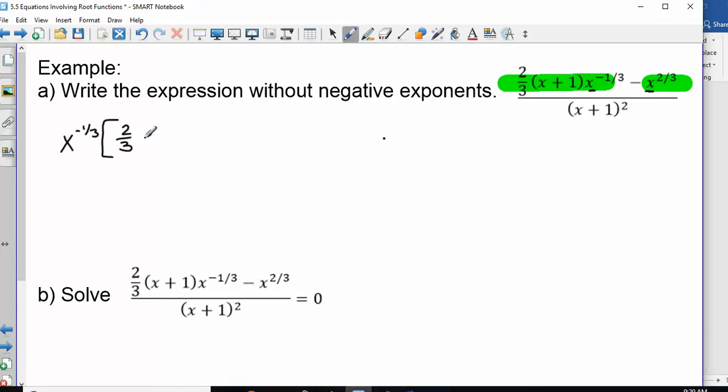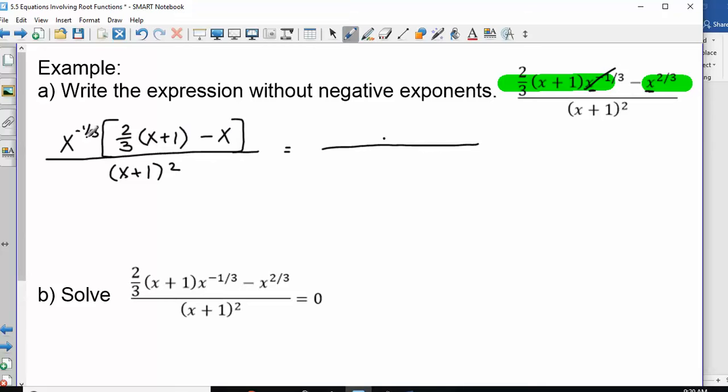I take that out, I have a 2/3, x plus 1. I took out my x to the negative 1/3. When you factor it out, it's like subtracting exponents. So what's 2/3 minus negative 1/3? 1. So this just becomes an x. Now that it's multiplied, anything with a negative exponent can go down to the bottom. So I can put this x to the positive 1/3 on the bottom.